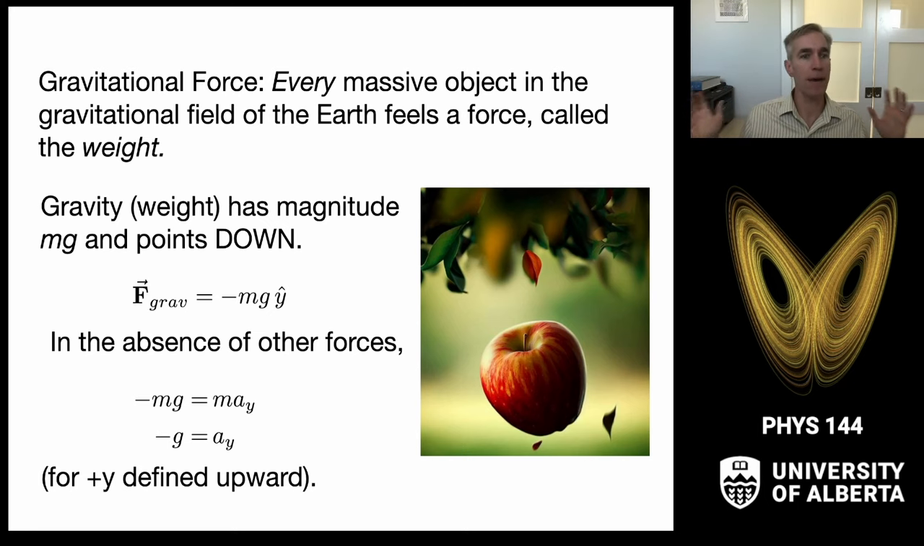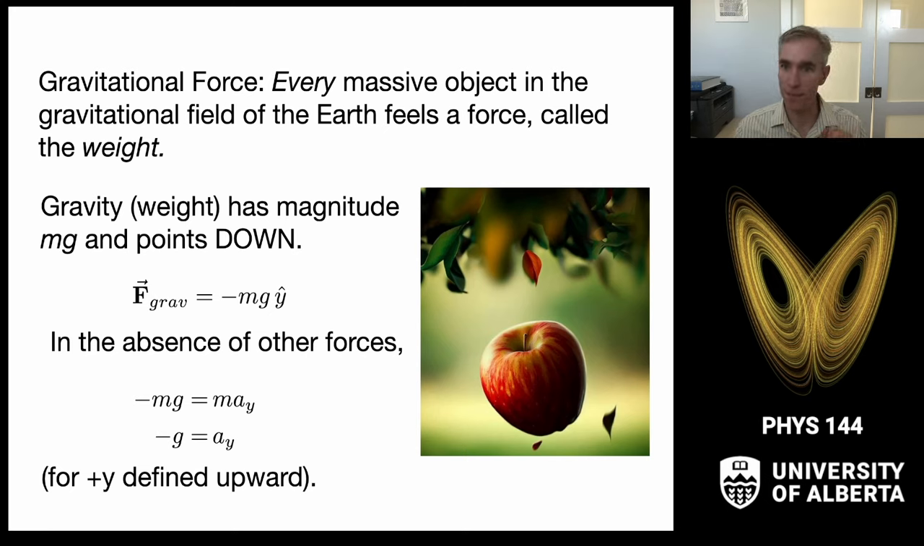Every massive object in the gravitational field of our planet feels the force that I will call weight. It is gravity pulling the object down towards the Earth. So this is how we define down. It's the way our gravitational field is oriented. Weight always has a magnitude of mass of the object times the local gravitational acceleration, and it always points downward.